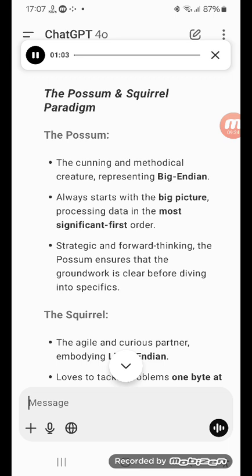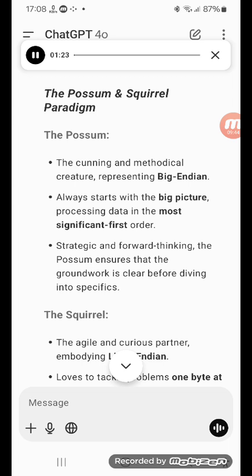Why do they leverage endianness? 1. It's their natural habitat. The big endian possum prefers to lead with the largest magnitude, like a boss. The little endian squirrel thrives on small incremental steps. Efficiency is key. The middle endian forest, the place where innovation blossoms, bridging the gap between order and chaos.